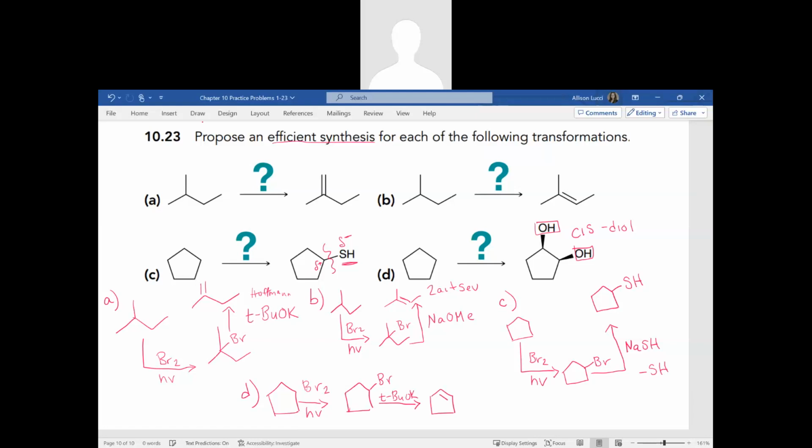And then for our final step here, if you recall, we can use cold potassium permanganate. So that would be KMnO4 in cold conditions, and this would create that cis diol that we see in our target molecule. Both of these would be alcohol functional groups. All right, and that's no longer an alkene. That's just a single bond there. So you can see these are all of the efficient syntheses for compounds A through D, turning the starting materials into the target molecules that we see.